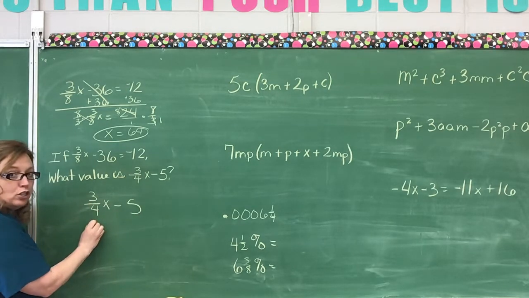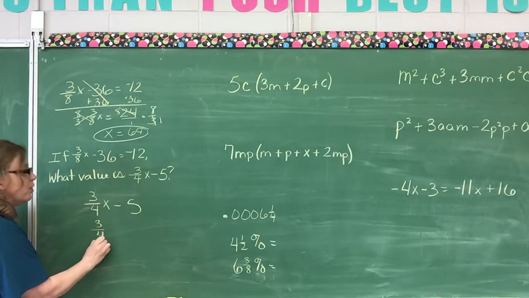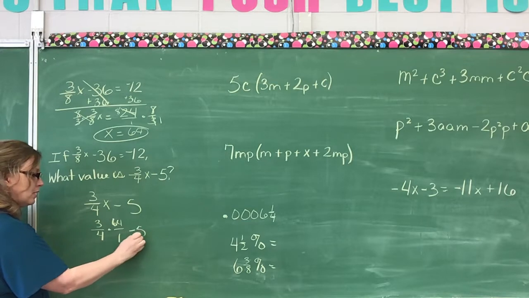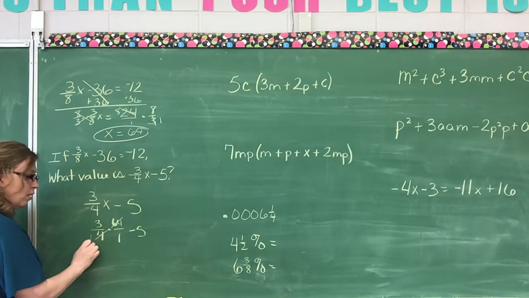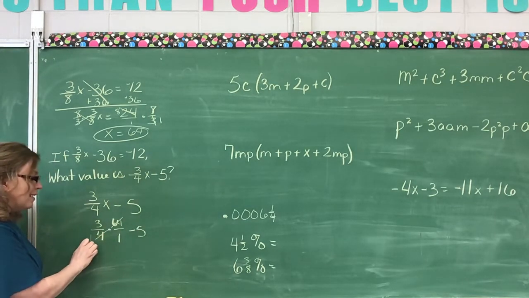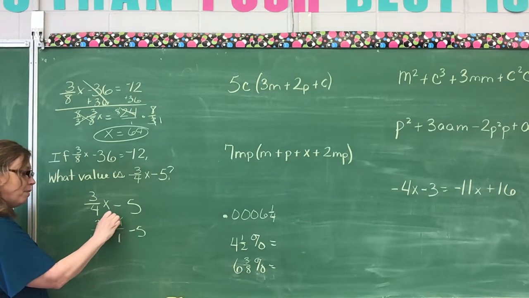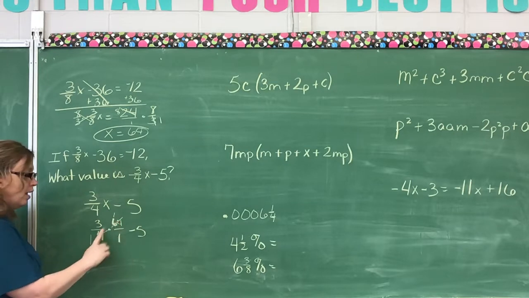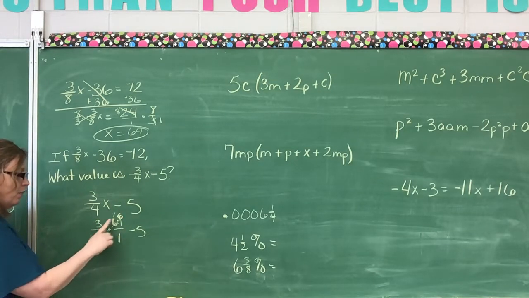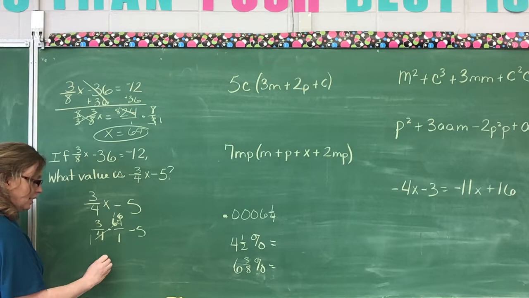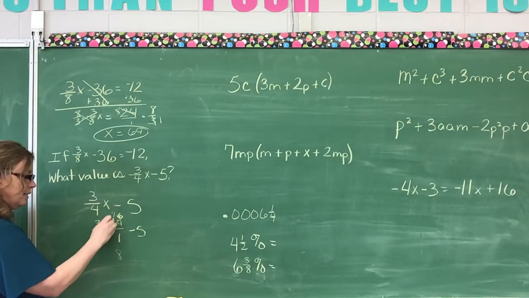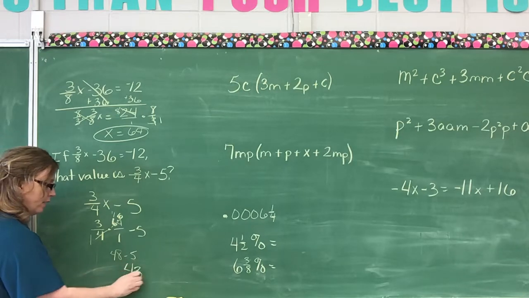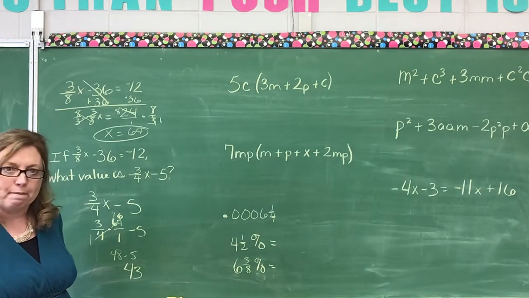Okay, we wrote our equation. Now substitute. 3/4 times 64/1 minus 5. This is going to cancel. 4 divided by 4 is 1. 64 divided by 4 is, we're going to take 4 into 6. That gives us 1. We have 24, and that's 6 times. Now we say 3 times 16. So we have 48, then we have 48 minus 5. Our answer is 43. Okay?